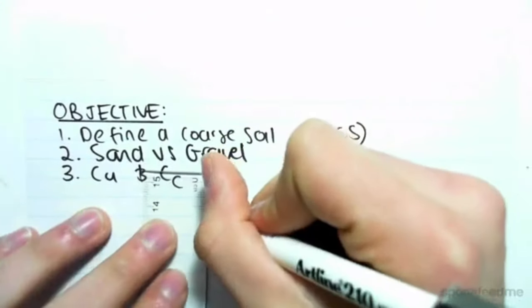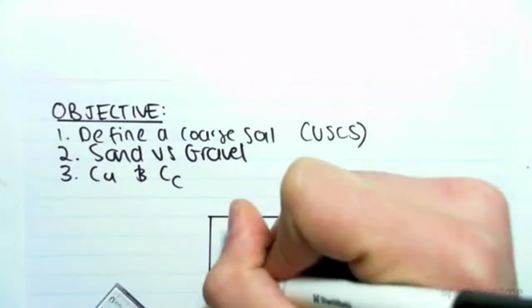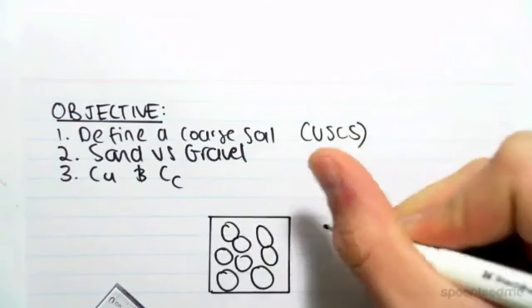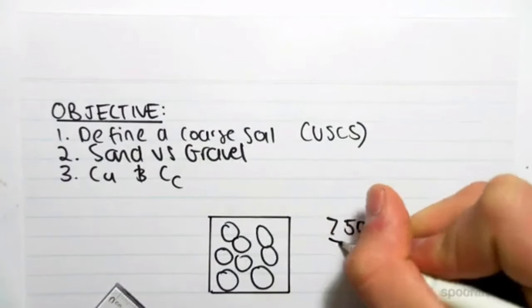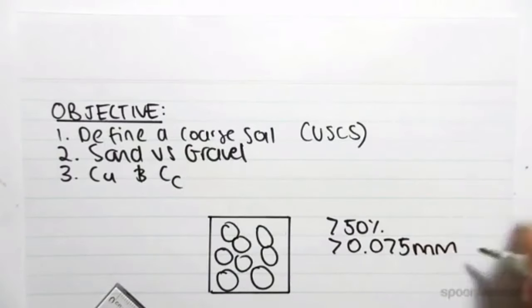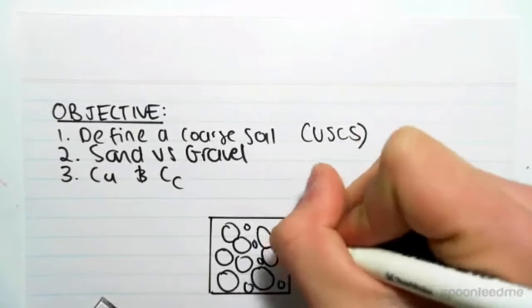So we know a fine soil is when a sample of soil has the majority of its particle sizes less than 0.075 millimeters. So a coarse soil is when the majority of the sample has particle sizes greater than 0.075 millimeters in diameter. Okay, so we have mainly big particles, we might have a couple of small particles.